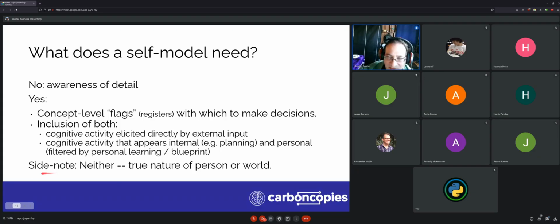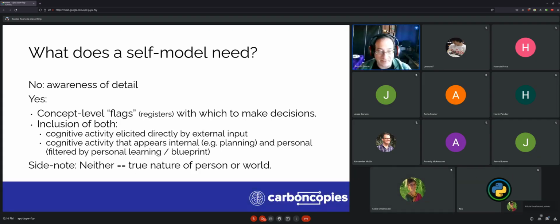Now, the side note I wanted to make here is just that neither of these things, the input from the outside nor what you're generating internally, are what you might call true-nature representations of either a person or the world, because, as you may instantly understand, it can only process that which it is given. So it's not just that the processors and their connections matter, but also the data that you receive. You're not going to be building world models that automatically represent things about the universe that you can't detect, right? And the same goes for yourself.